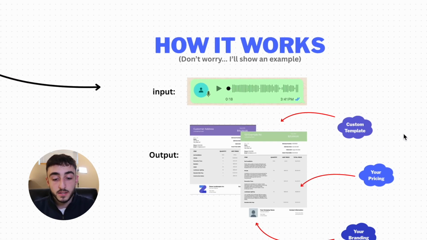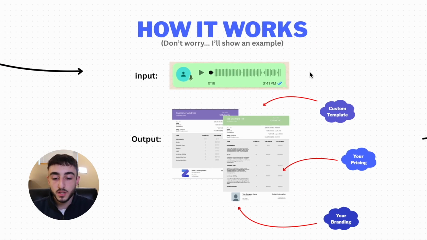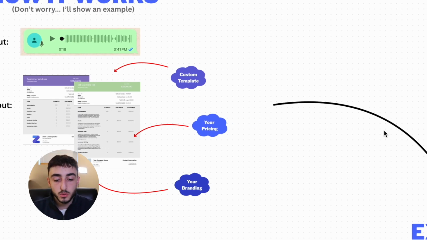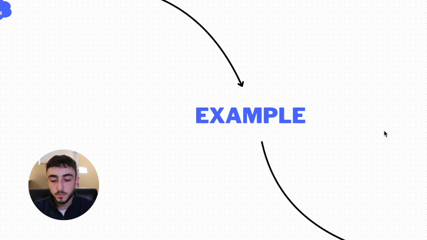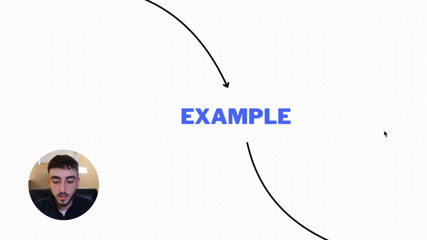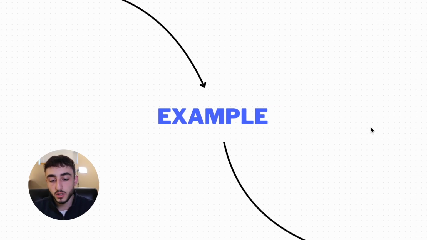How it works: it takes an input, which is going to be a voice message sent by you, and outputs a complete invoice, quotation, or estimate with your branding, your pricing, everything customized for your company. So let's do a quick example here for a landscaping company. Keep in mind, this doesn't have to be for landscaping. We do renovation, construction, plumbing, roofing, everybody. If you need invoices, quotations, or estimates, we got you covered.